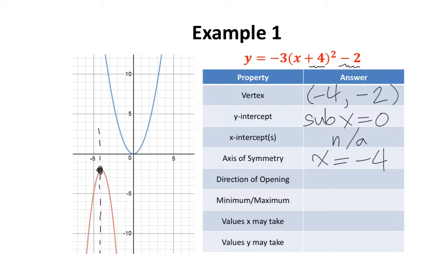Now let's take a look at the direction of opening. Since we have the graph, we can just look at it and conclude that it's opening downwards. However, if you do not have the graph, you can look at the a value, and since the a value is negative, that means it is opening downwards. So let's just write downwards.